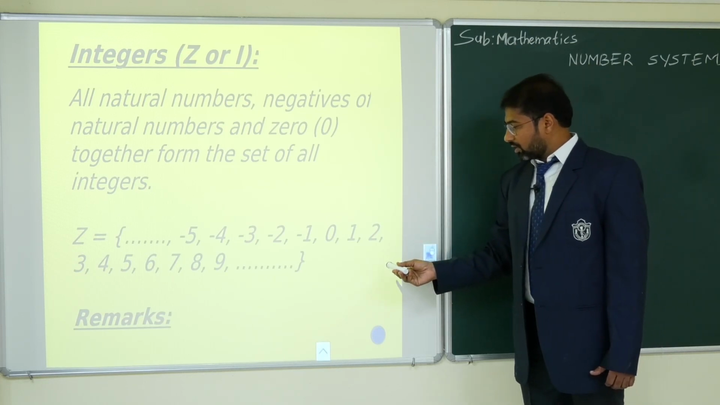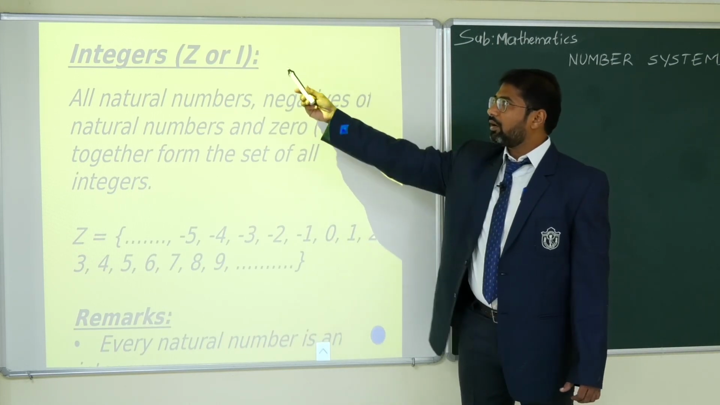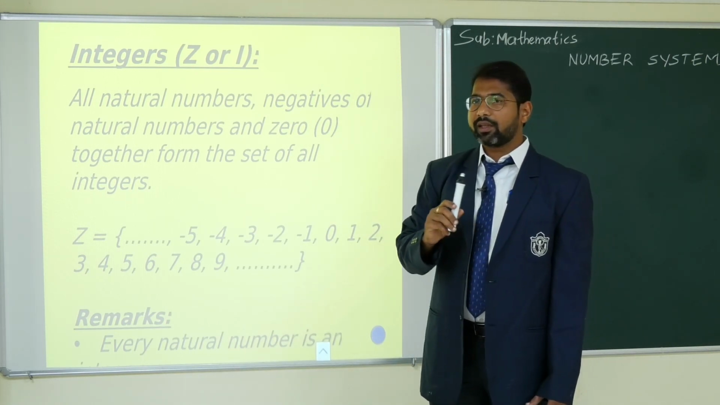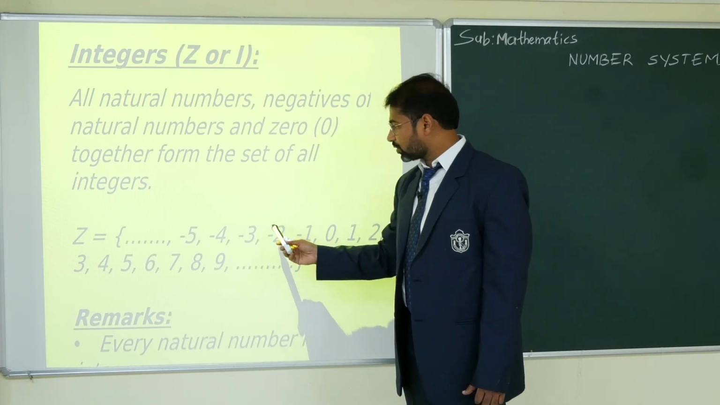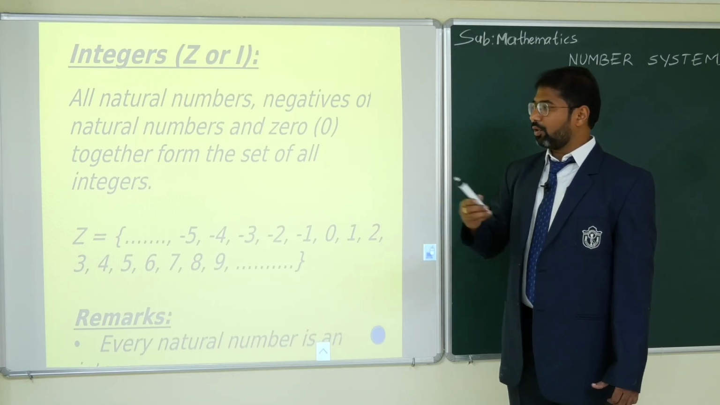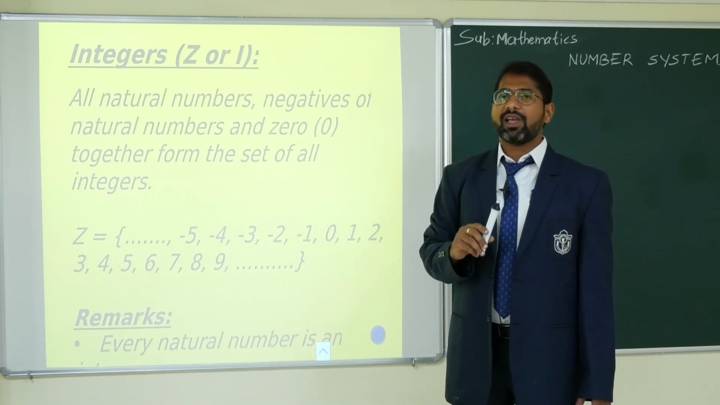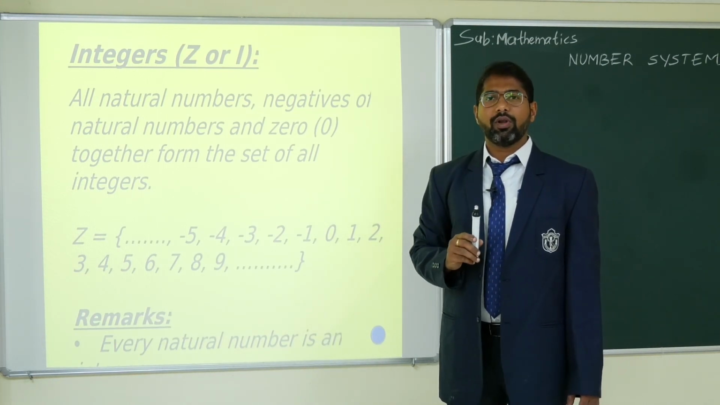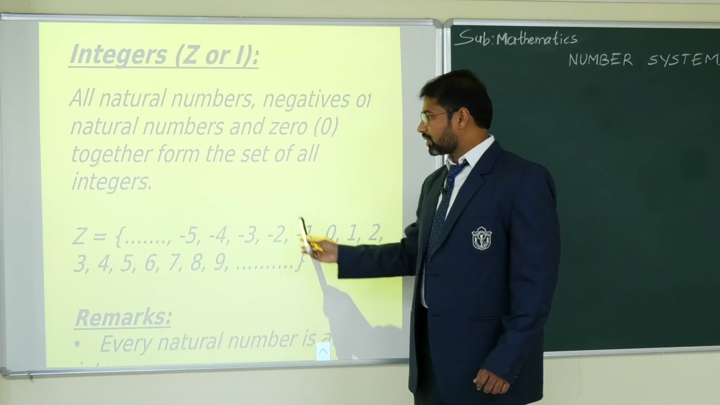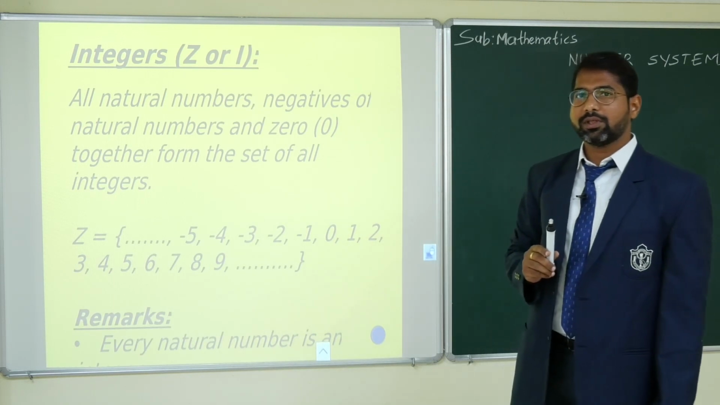We can make some notes. Every natural number is an integer, but every integer is not a natural number. I can give many examples: 0, -1, -2, -3 and so on. These are not natural numbers. One more note: every whole number is an integer, whereas every integer is not a whole number. I can give many examples such as -2, -3, -1, -4 and so on. These are integers but not whole numbers.